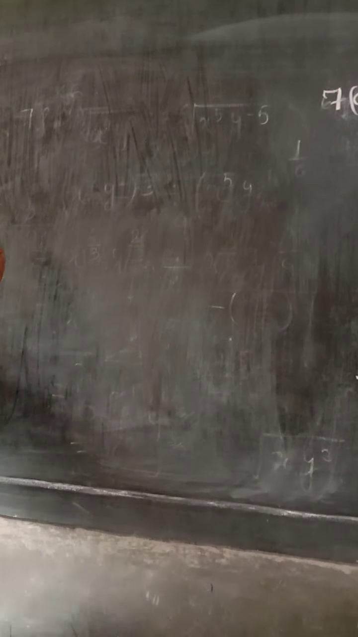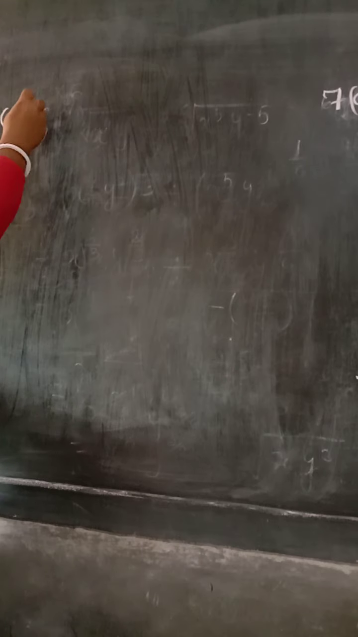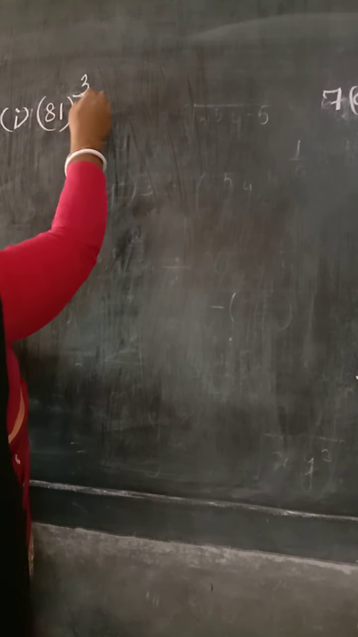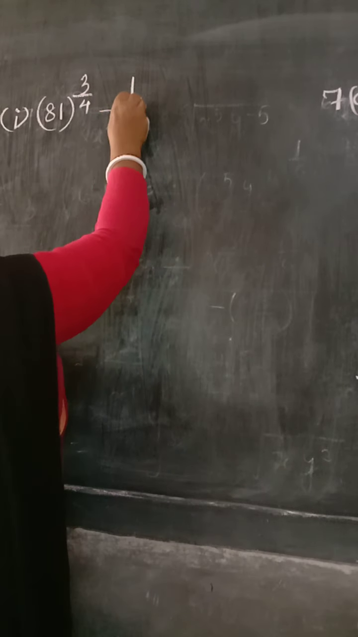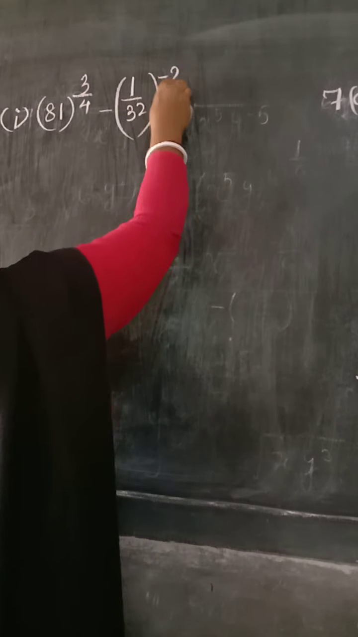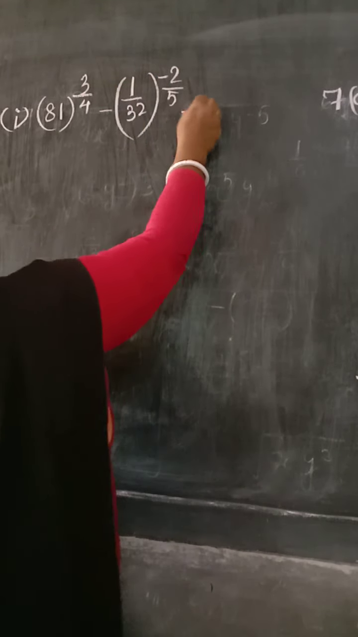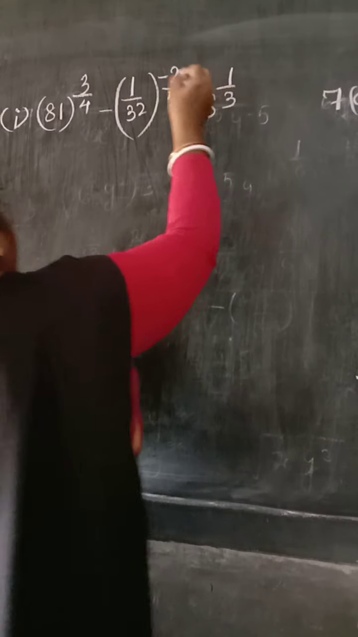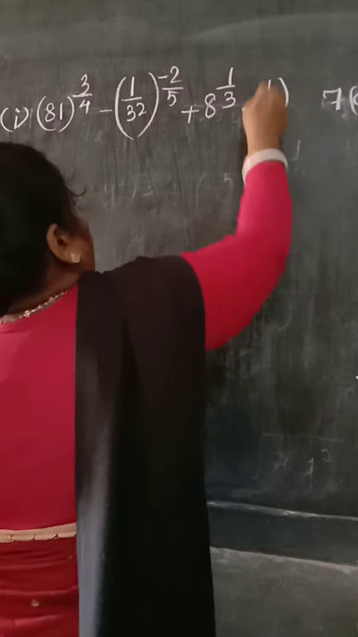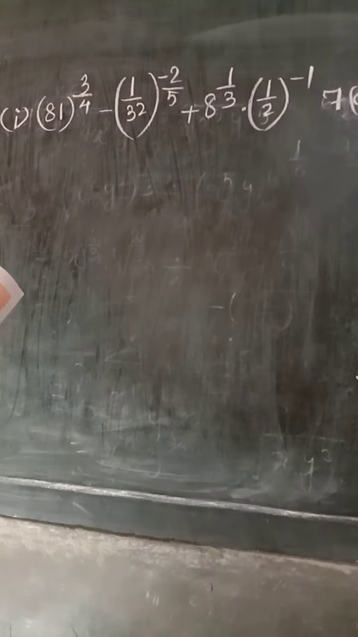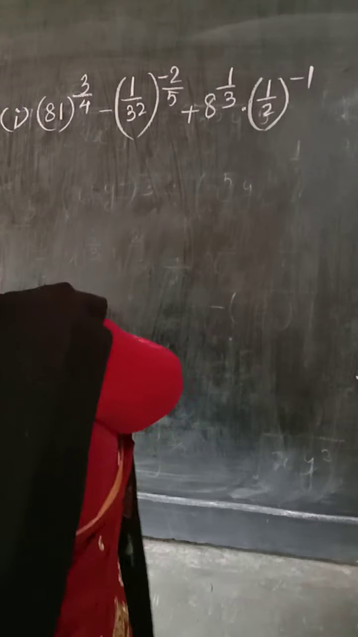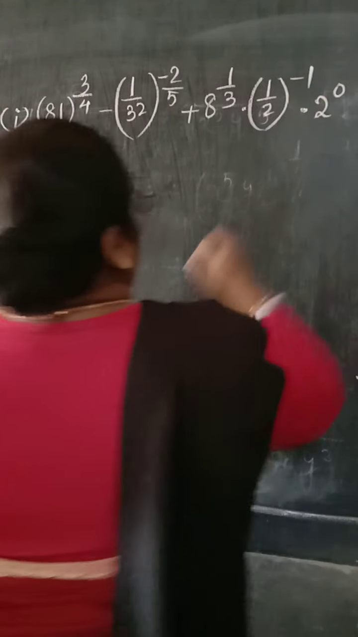Next, look at question number I. The question is 81 to the power 3 by 4 minus (1 by 32) to the power minus 2 by 5 plus 8 to the power 1 by 3 into (1 by 2) to the power minus 1 into 2 to the power 0.